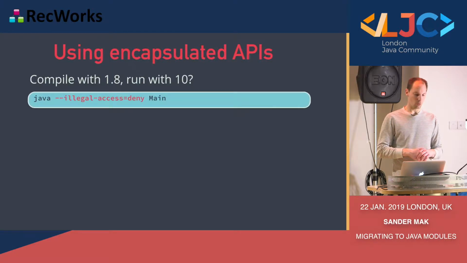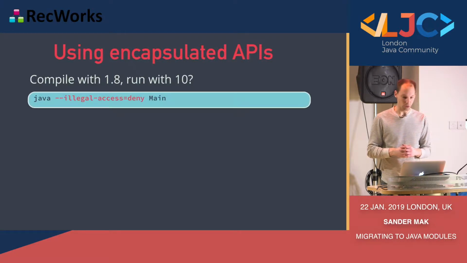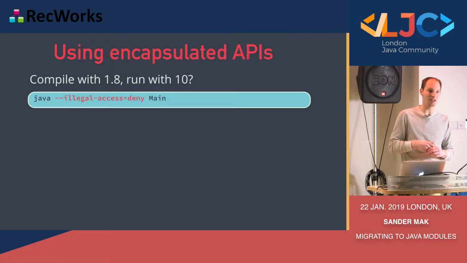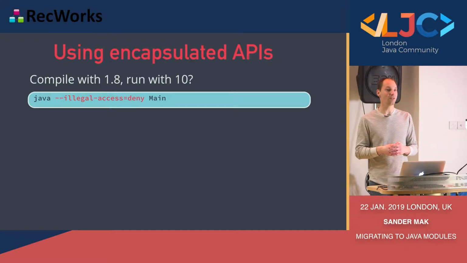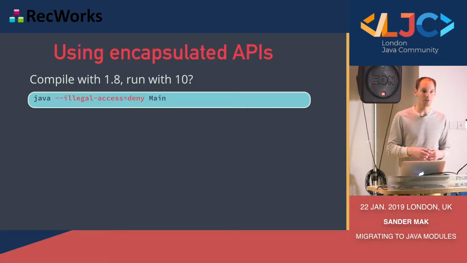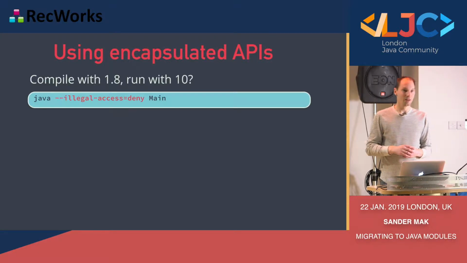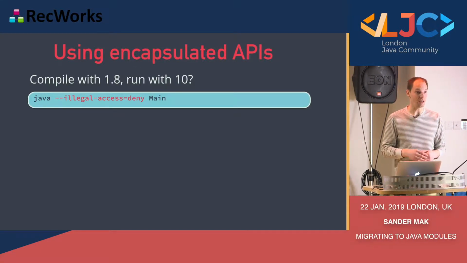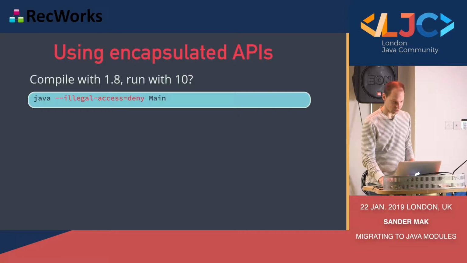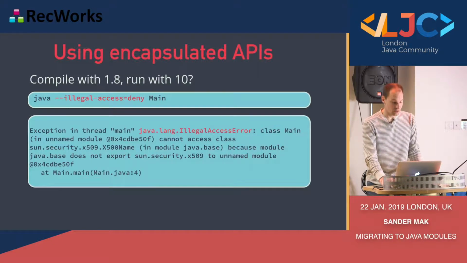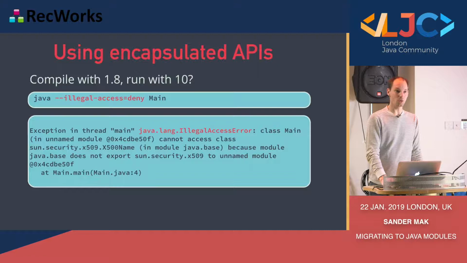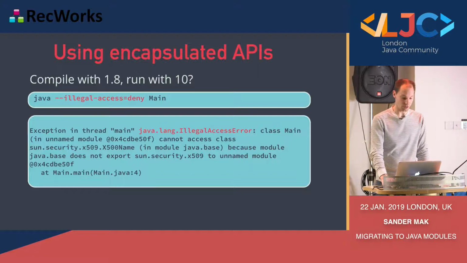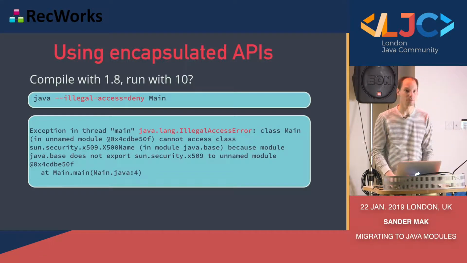In the end, what you should strive for is to be able to run your application with the illegal access flag set to deny, meaning that any illegal access that the JVM detects will be turned into an error rather than a warning. So if you can run your application with this flag, then you know for sure that your application is free of any dependencies on JDK internals, on Java internals. So that's something that you should strive for. And if you turn on this flag and you do still have code that uses internals, then you will get an illegal access error rather than a warning.